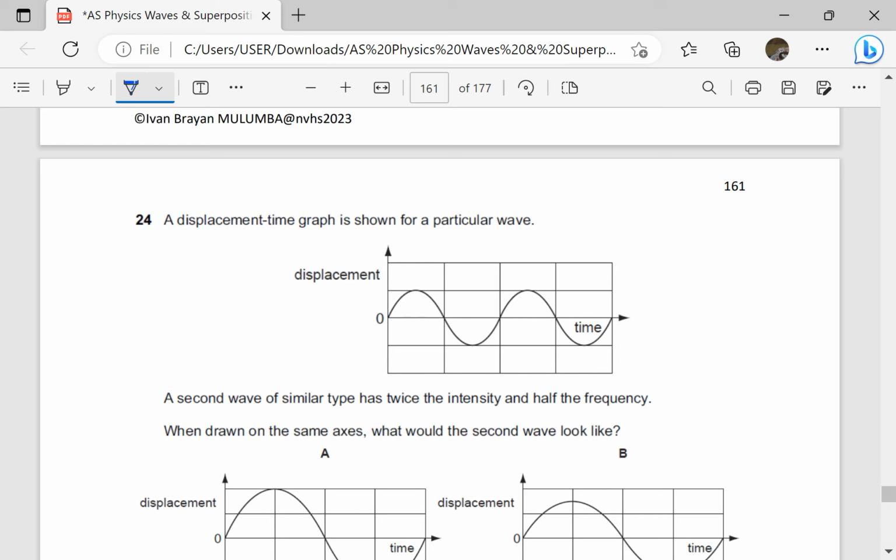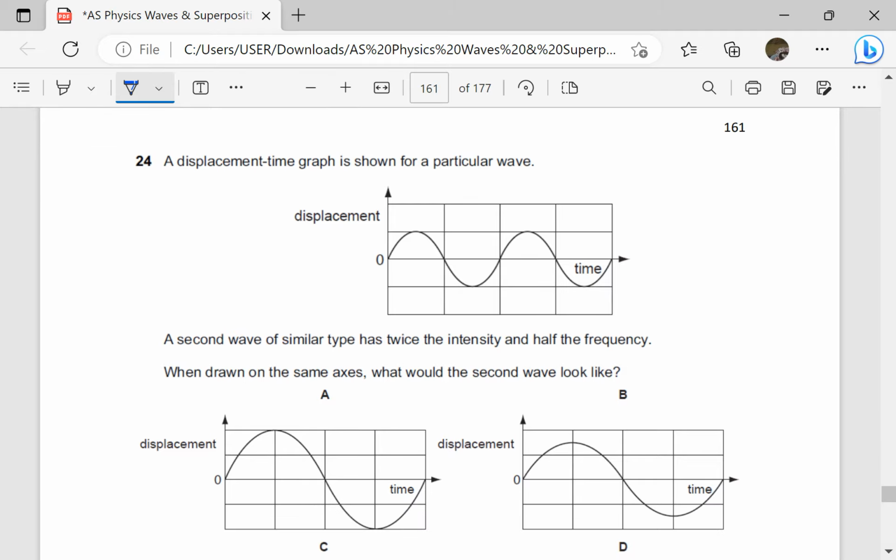A displacement time graph is shown for a particular wave. A second wave of similar type has twice the intensity and half the frequency. Twice the intensity. Remember, intensity is directly proportional to amplitude squared. Okay, let's first find the amplitude. For this one, the intensity I is equal to amplitude, which is represented by one box. I'll just call one box one. So this is going to be K times one squared.